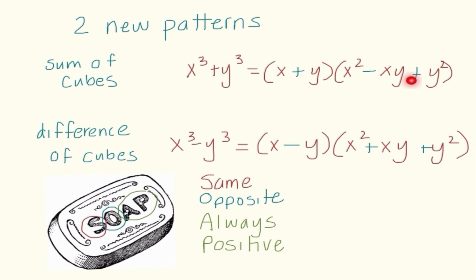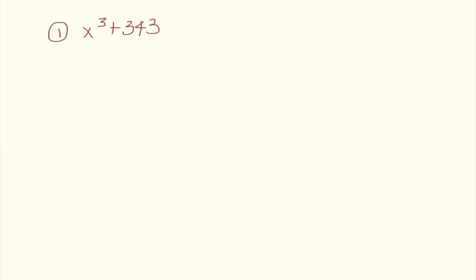Okay, so this is definitely a pattern we need to memorize. We need to know this. So x, y, x squared, x times y, y squared. And that's the same for both of these. And then our signs go same, opposite, always positive. So we're thinking of SOAP.